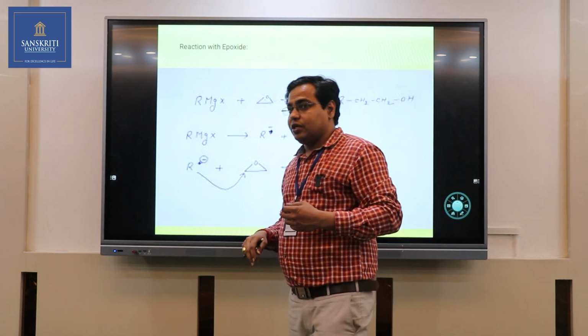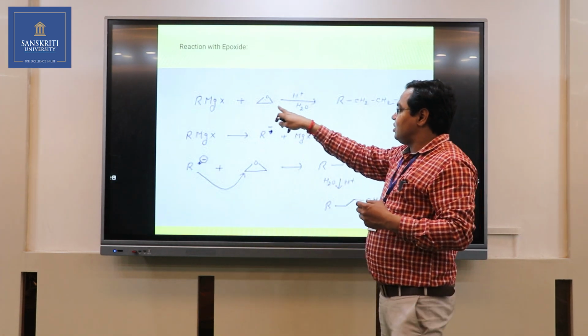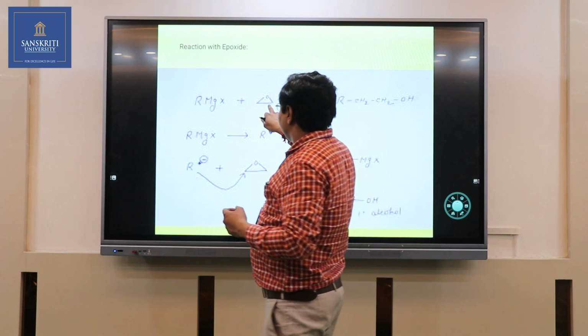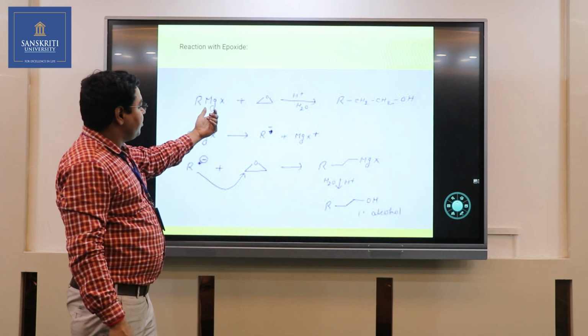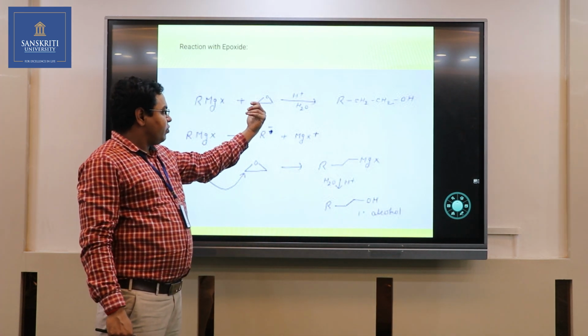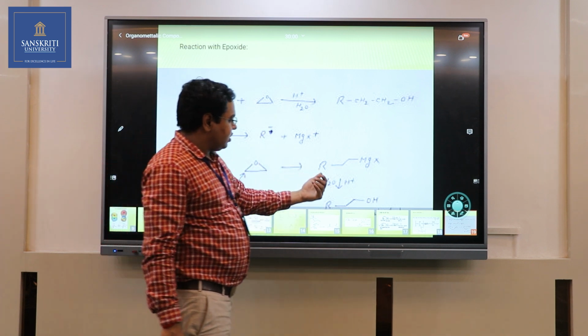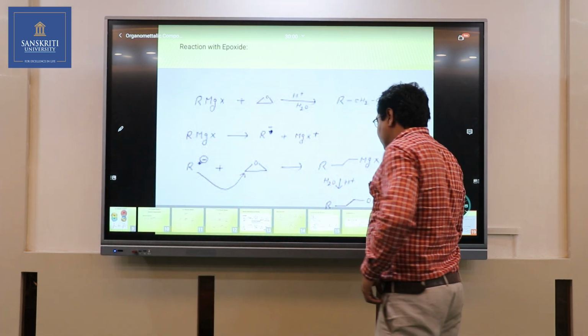Reaction with epoxide. Epoxide is a closed ring compound. RMgX reacts at one corner side, and then finally we get the alcoholic compound.